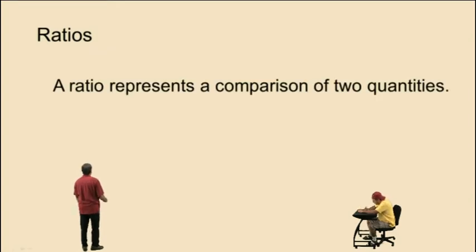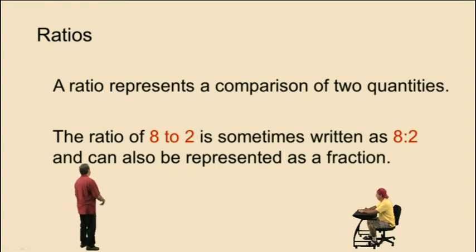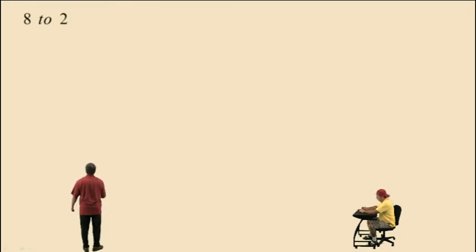Ratios. A ratio represents a comparison of two quantities. The ratio of 8:2 is sometimes written as an 8 and a 2 separated by a colon and can also be represented as a fraction. So let's begin with this ratio of 8:2. Now, ratios are often used in recipes.